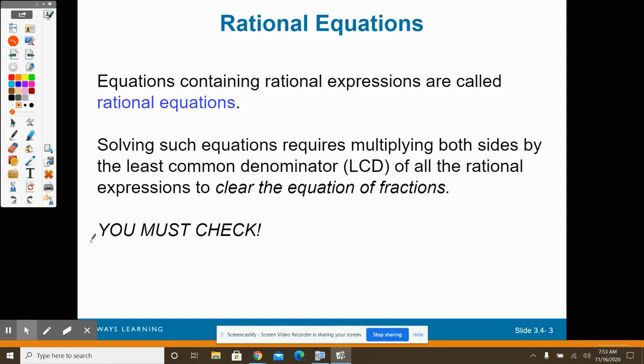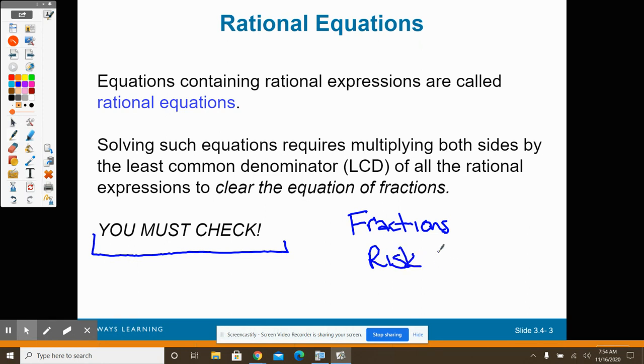It is really important that you must check on these. The reason you have to check is because these are fractions, and you know that fractions have risk factors for domain issues. So sometimes you're going to solve the problem right, and you're going to get what we call extraneous solutions, which are extra solutions. It means you did the math right, but the answer is wrong because it does not fit in the domain restrictions, and it just does not work. So you're going to be very careful when you solve these.